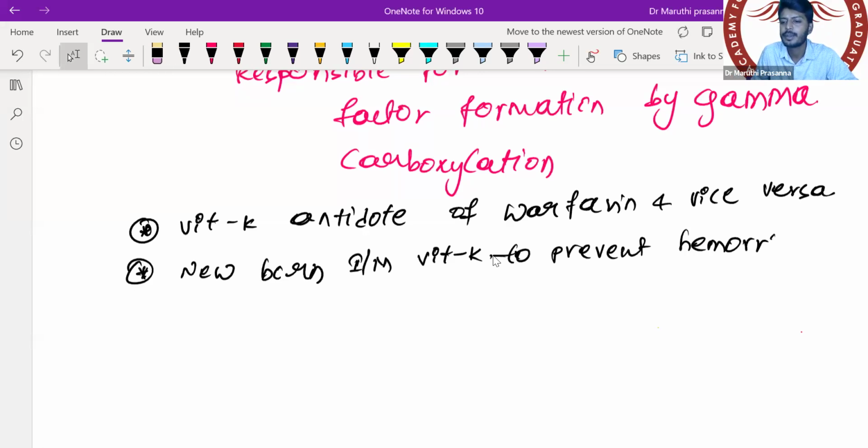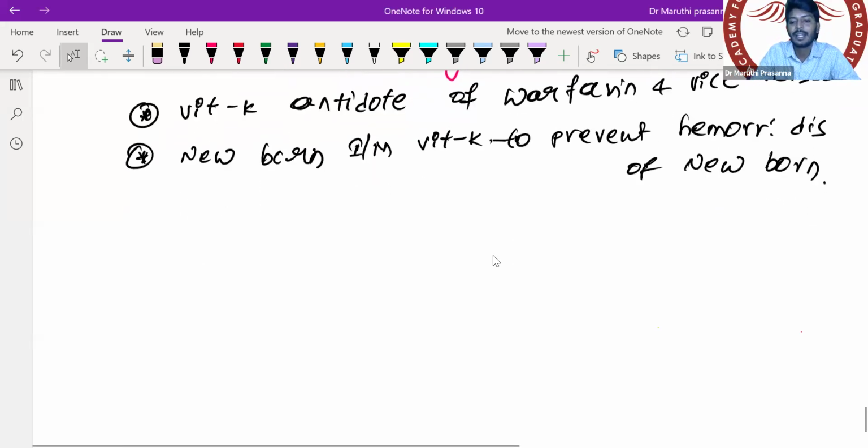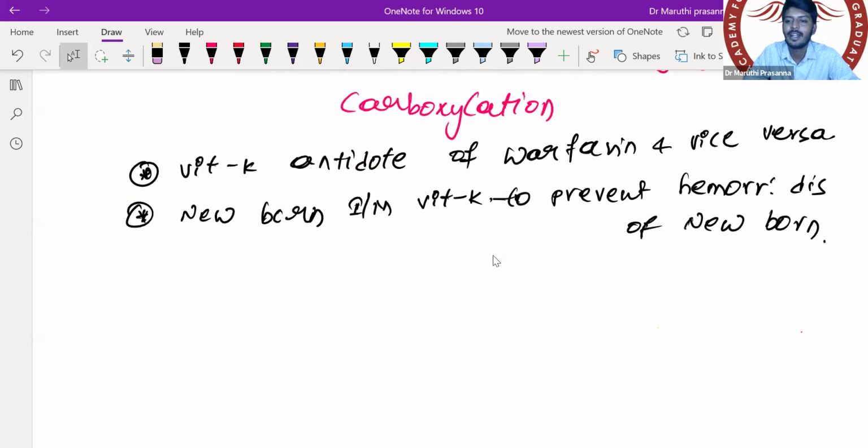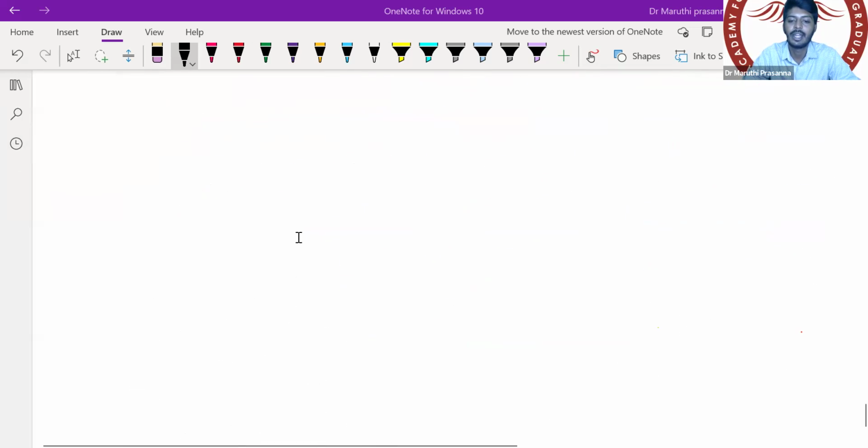Why to the newborn? Because in the newborn vitamin K is absent. The source of vitamin K comes from where? Vitamin K comes from your intestinal microflora. If that intestinal microflora is not there, there is no vitamin K, so the children can develop hemorrhagic disease of the newborn very easily. So that is the story of your vitamin K.